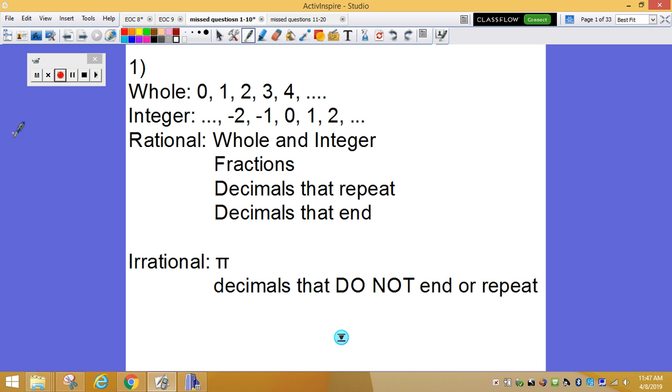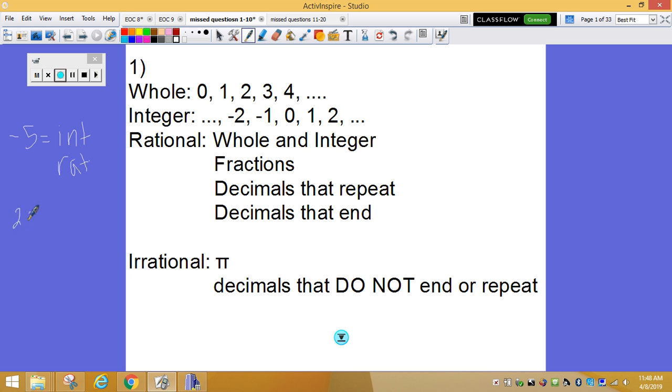So if I gave you the number -5, it is a negative, which means it's not whole, but it is an integer. And if it's an integer, then it is also rational. You need to have that written down. If you don't, you will not get credit for it. I'm going to make you come back and do it again.